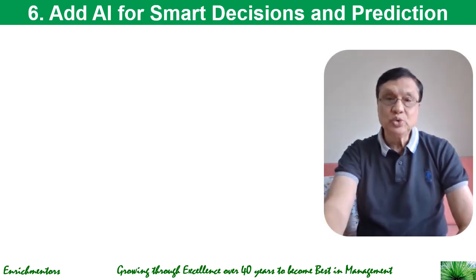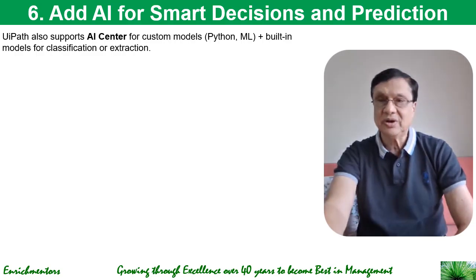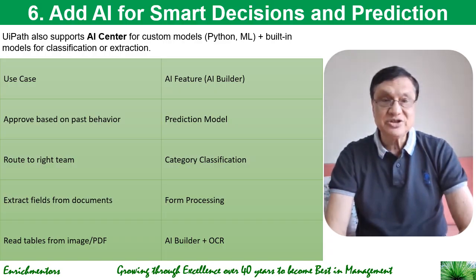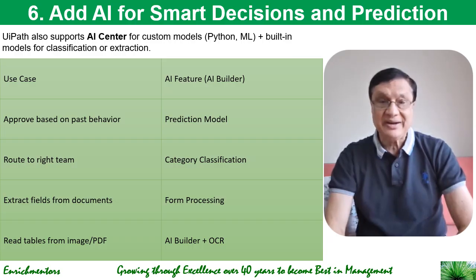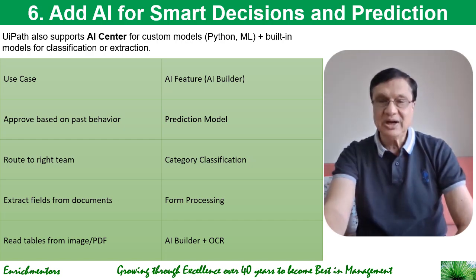Then you can add AI for smart decisions and predictions. UiPath supports AI Center for custom models in Python and ML, plus built-in models for classification or extraction. Now, for a use case of approving based on past behavior, you could use a prediction model in AI Builder, and to route to the right team, you can use category classification. To extract fields from documents, you could use form processing in AI Builder. And to read tables from images and PDFs, you could use AI Builder plus OCR. So that's how you can add AI for smart decisions and prediction.